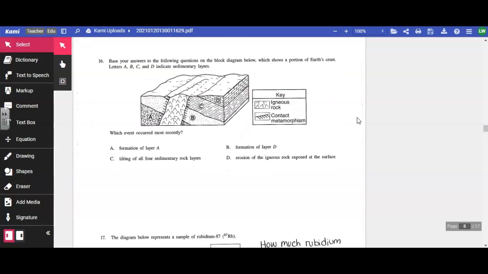Number 16. Base your answers on the following questions on the block diagram below, which shows a portion of Earth's crust. Letters A, B, C, and D indicate sedimentary layers. Which event occurred most recently? A, the formation of letter A, B, the formation of letter D, C, the tilting of all 4 sedimentary rock layers, or D, the erosion of the igneous rock exposed at the surface. What happened most recently?